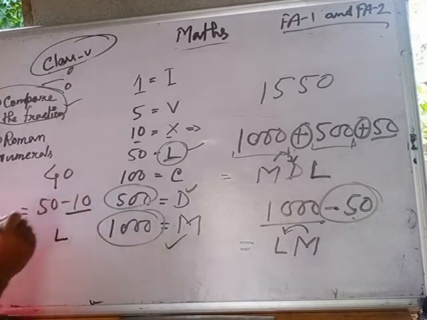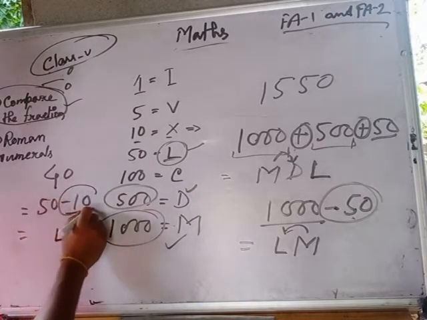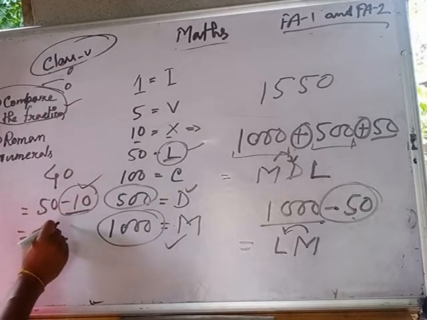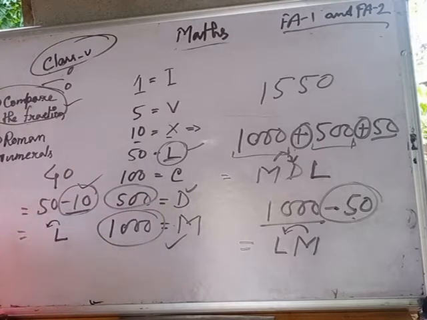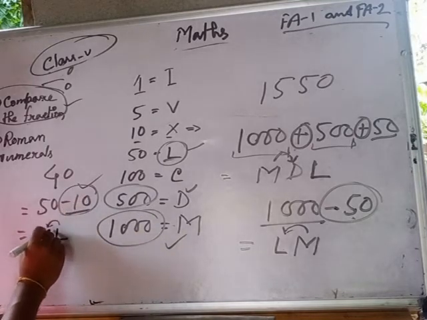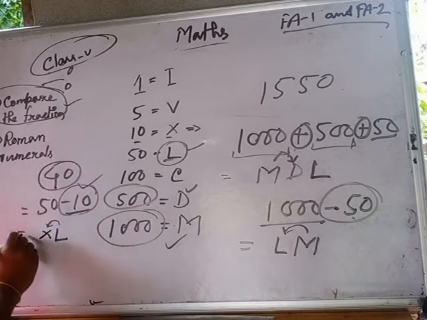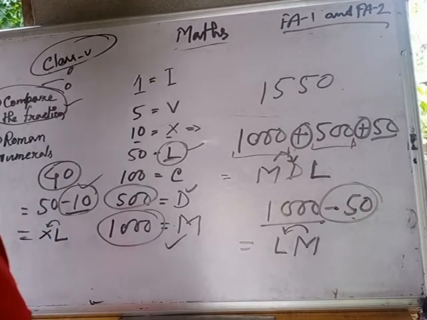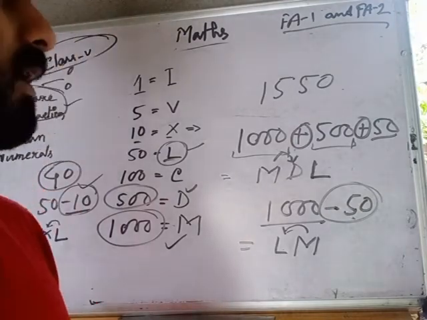After that we should subtract the number. If we subtract the smaller number, we should write it just left of the bigger number. 10 means X, so 40 is equal to XL. These are all about the Roman numerals, so you should revise it very carefully.